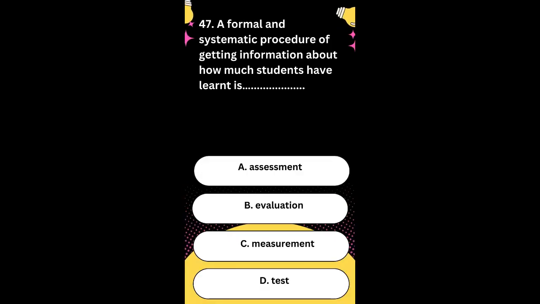47. A formal and systematic procedure of getting information about how much students have learnt is A. Assessment. B. Evaluation. C. Measurement. D. Test. The correct answer is D. Test.